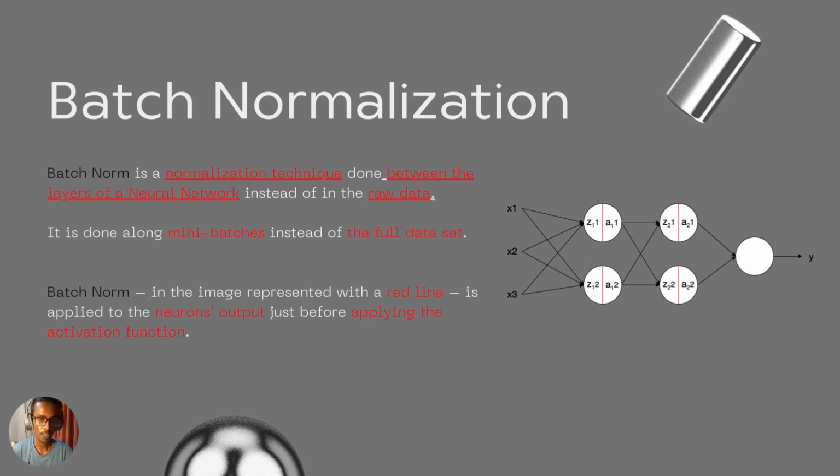For example, you can just subtract the mean and divide by the standard deviation. Then you can normalize those values. But that's for the input layer.